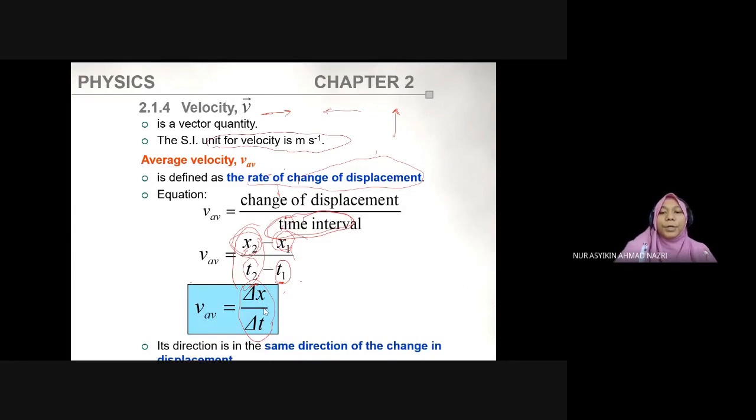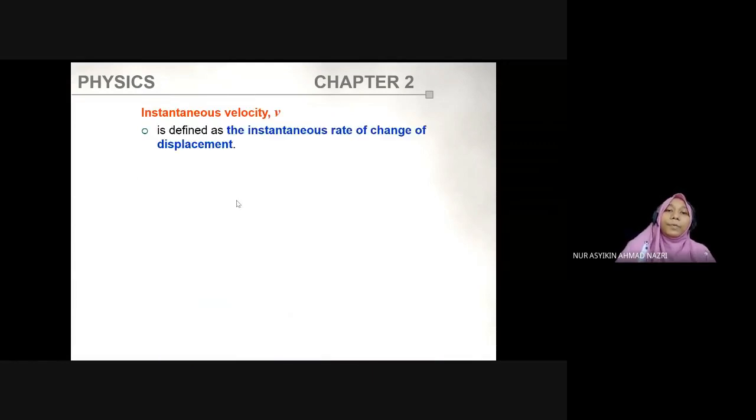Okay, so direction dia akan depends pada displacement. So the displacement is vector, then your velocity akan ikutlah the displacement punya direction. Okay. But again, always remember, if the question asks you to find displacement, please mention the direction and magnitude, and to determine the velocity, mention the magnitude and direction. So always remember, it's defined as velocity, instantaneous velocity.